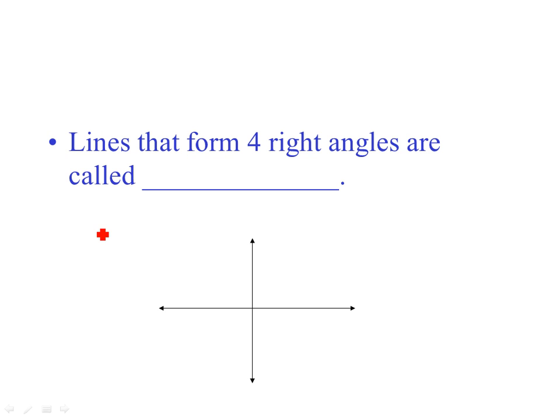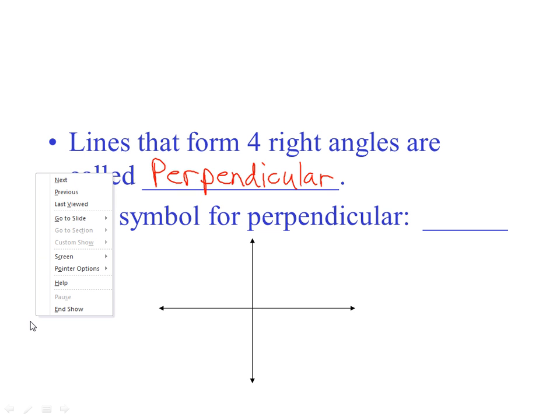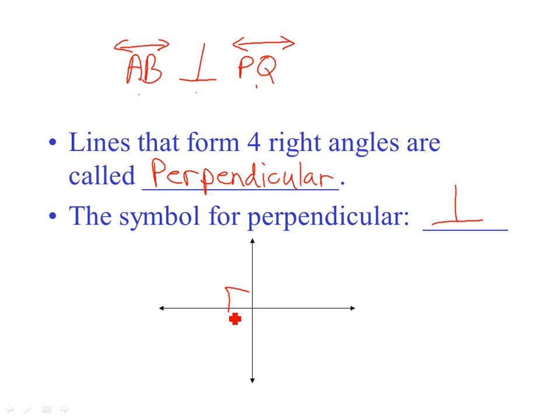Again, lines that form right angles are called perpendicular lines. The symbol for perpendicular is that upside down T. You see something like this, line AB, that symbol, line PQ, that's red. Line AB is perpendicular to line PQ, which means they come together to form right angles.